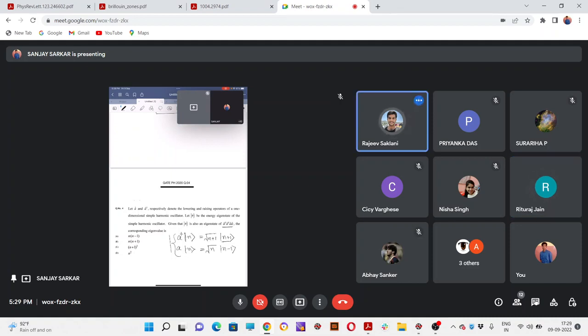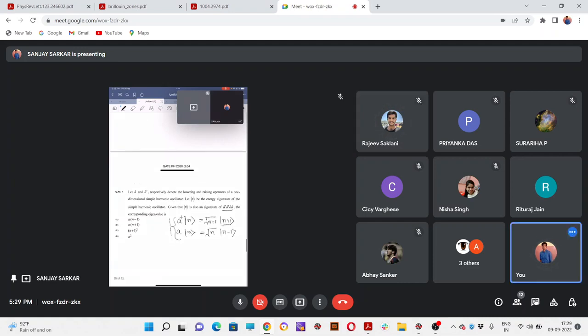The A is right answer. N into N minus 1. Yeah. So let's solve it. So a dagger a.